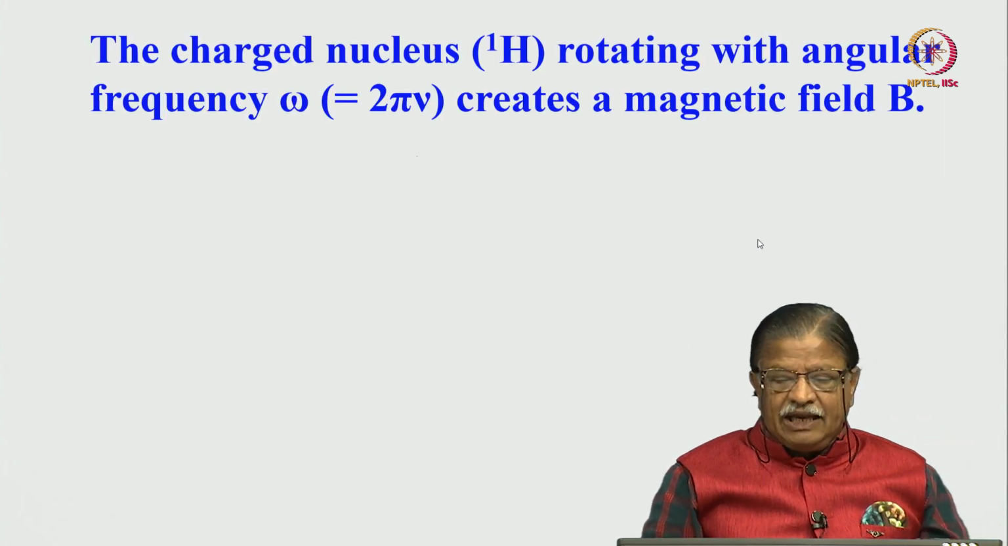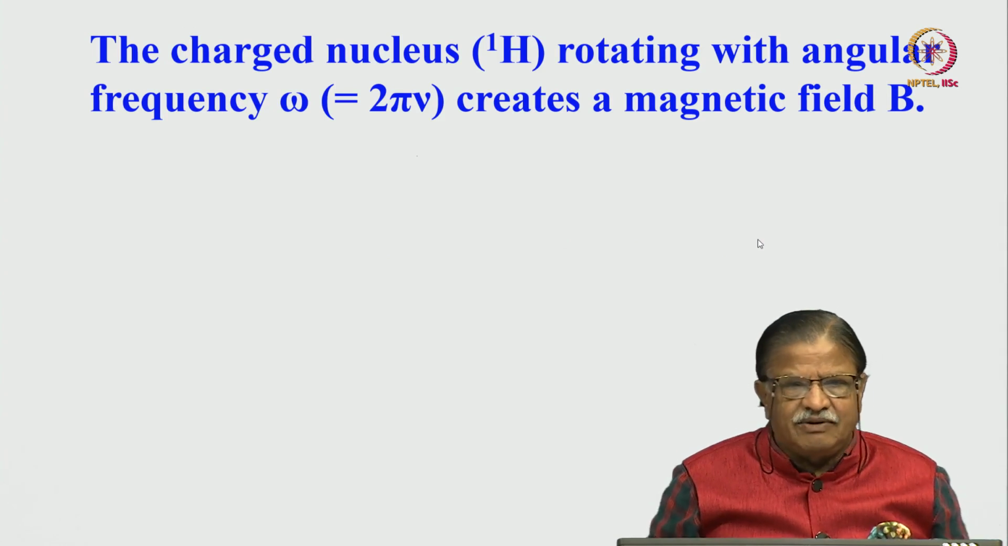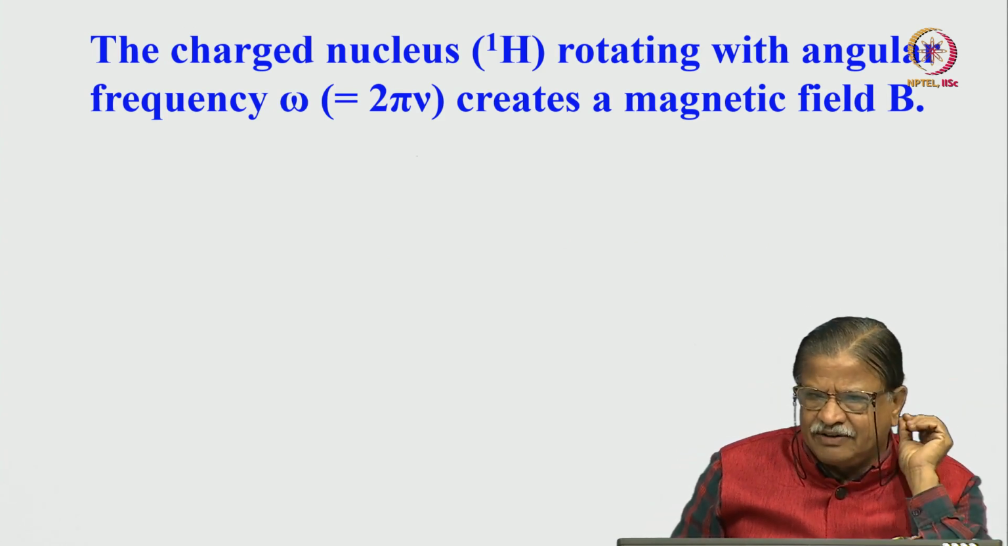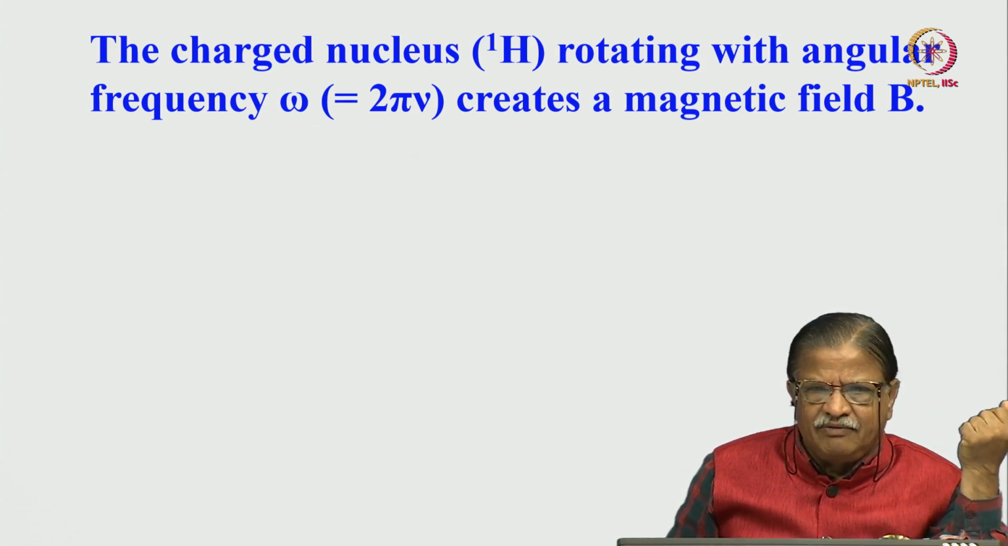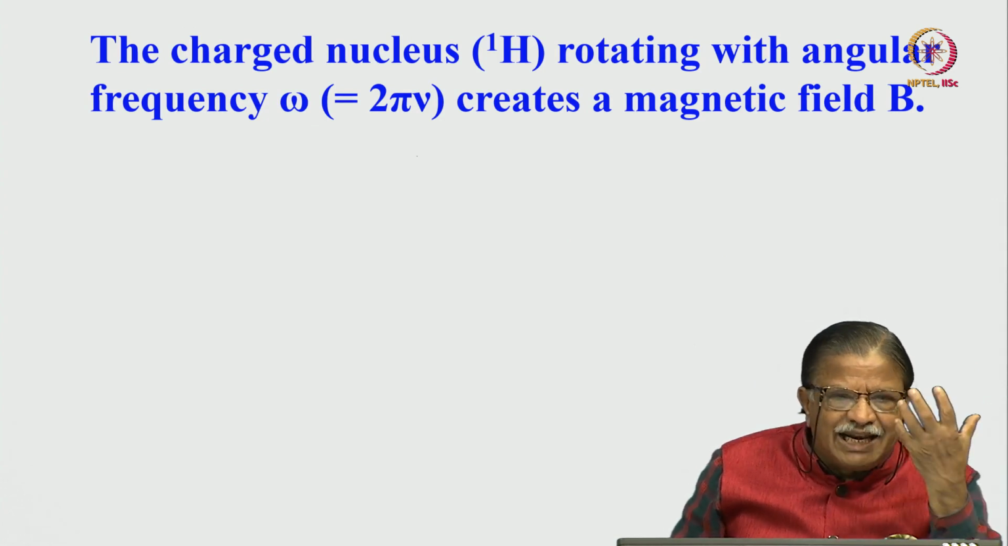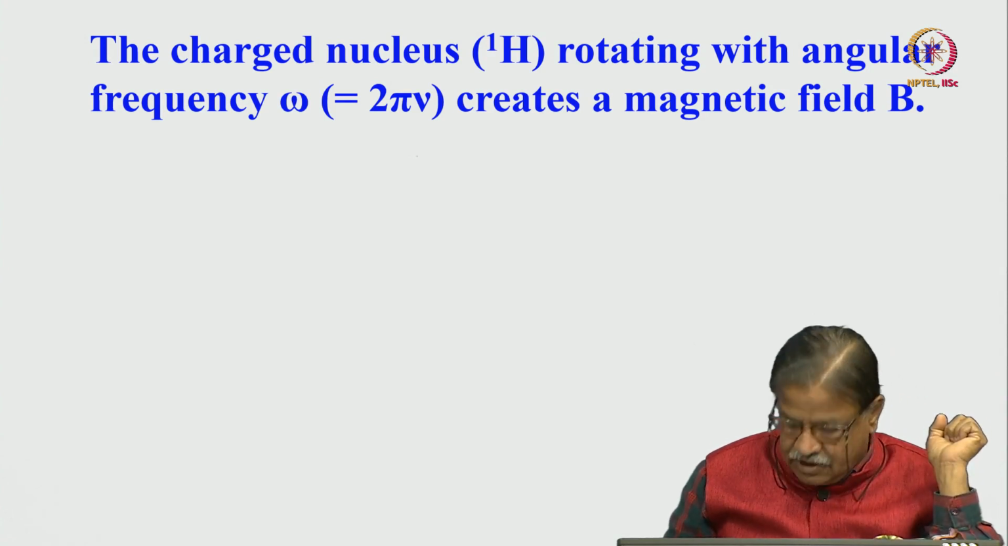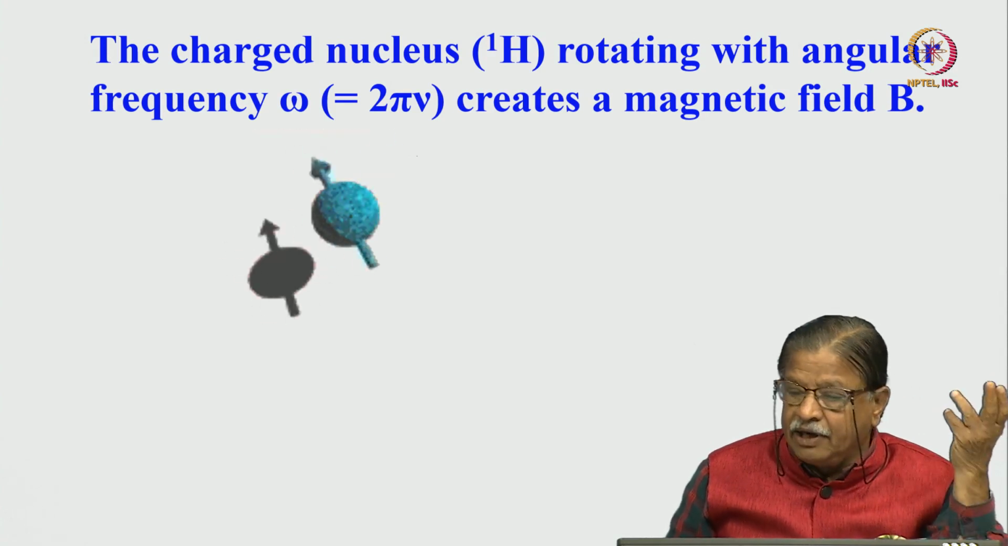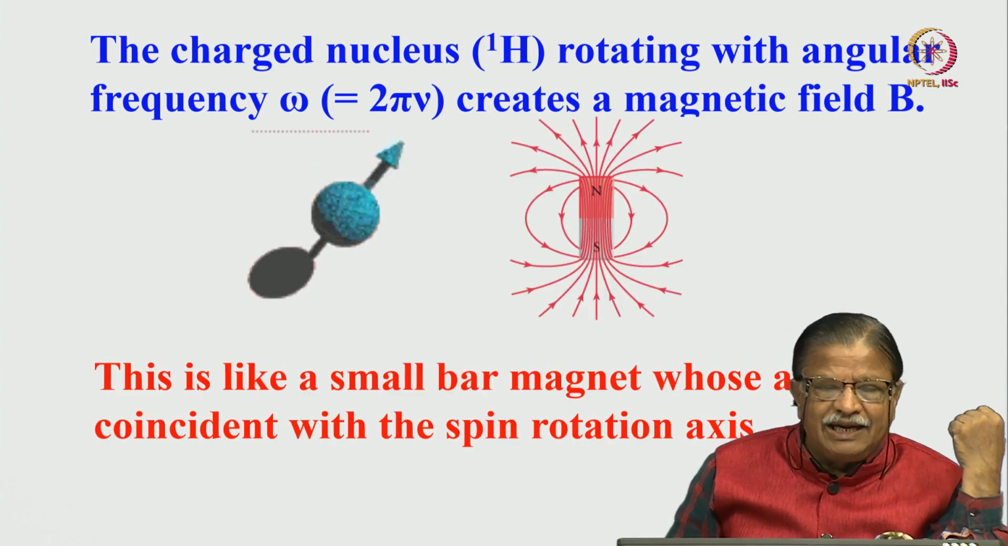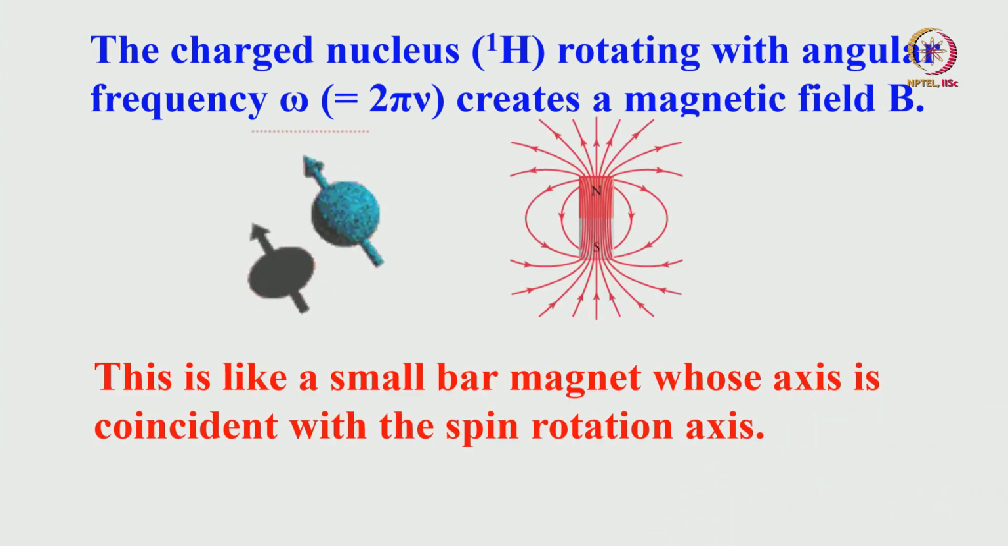Let us start by understanding a charged nucleus undergoing rotation with an angular velocity or angular frequency omega, which is given by 2 pi nu. It creates a magnetic field, called B or B naught. The spin is rotating like this, whether clockwise or anti-clockwise does not matter. You can treat it like a small, tiny bar magnet because it generates a magnetic field, with one north pole and one south pole, and that is why we call it a dipole. This is applicable only for spin half nuclei.